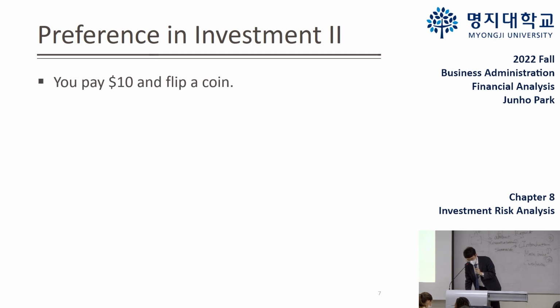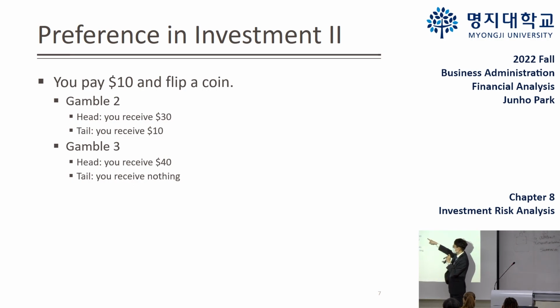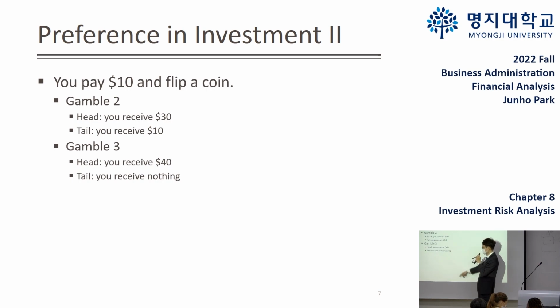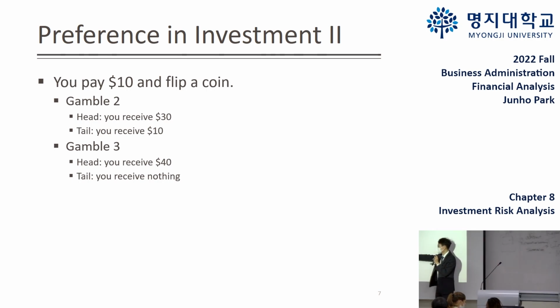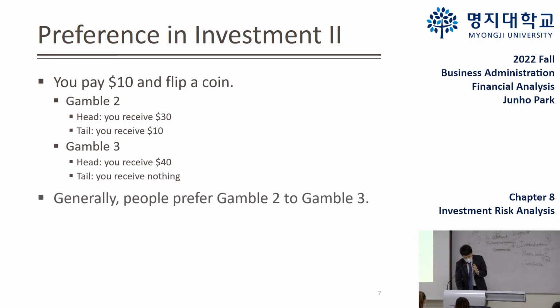Therefore, we can see that generally people prefer to have a higher expected value. But in the second question, we are in trouble, because now the expected value cannot explain our result. In the second question, we are comparing another gamble: this is the gamble we had chosen in the first question, and this is the new one.